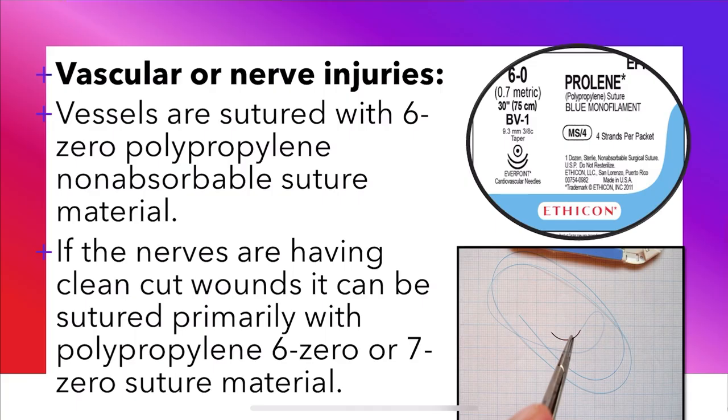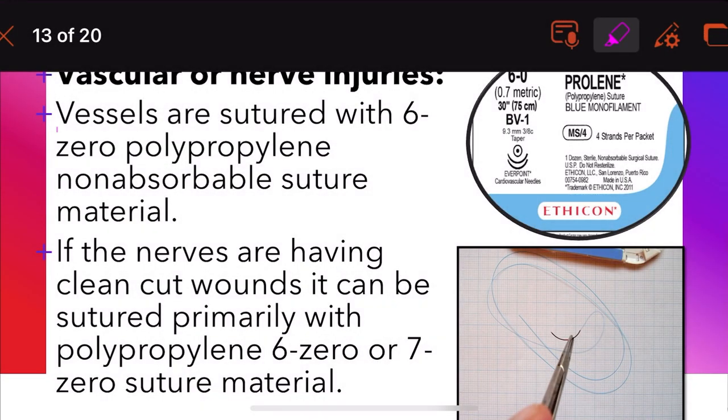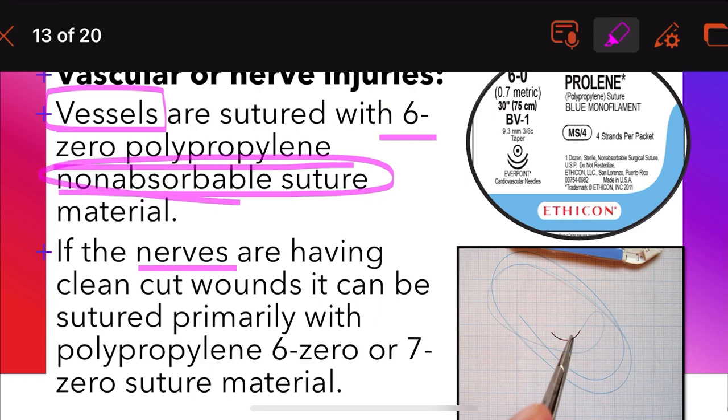Vascular or nerve injuries. Vessels are sutured with 6-0 polypropylene non-absorbable suture material. You can see the polypropylene or Prolene. If the nerves have a clean cut wound, it can be sutured primarily with polypropylene 6-0 or 7-0 suture material. So you have to remember the suture material numbers. If there are vessels, we have to take 6-0 polypropylene, a non-absorbable suture. If the nerves have a clean cut, then you can take 6-0 or 7-0 suture material.